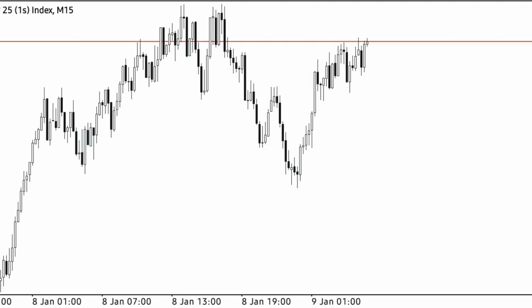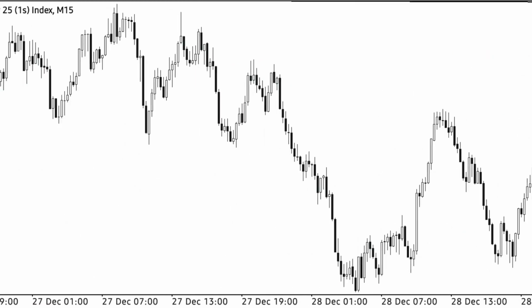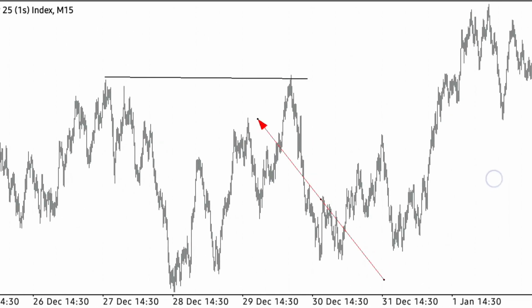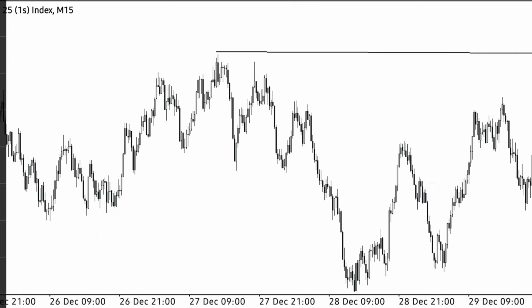Let's check the 15 minutes time frame and see what happened at that particular area. So we had this break of structure. Okay, now where is our first break of structure? Here, this is our first break of structure. Let's just mark this out as our first break of structure.